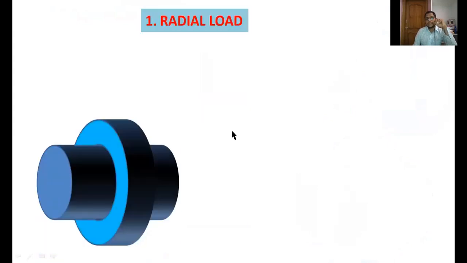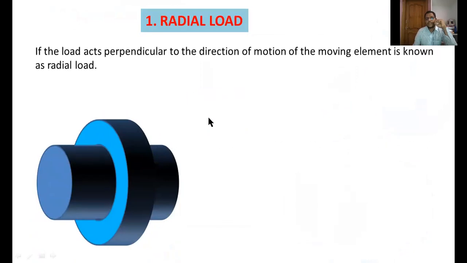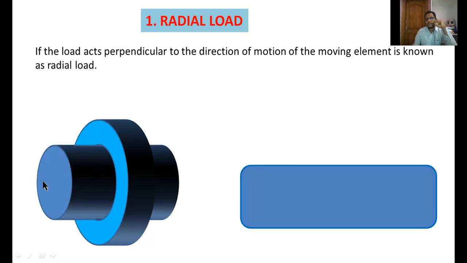First of all, I am going to explain about radial loads. If the load acts perpendicular to the direction of the motion of the moving element, it is known as radial load. This is a moving element. The load acts perpendicular to the axis of the shaft. This is the shaft. The side view of this shaft is like this, and this is the axis of the shaft, the axis of the moving element.